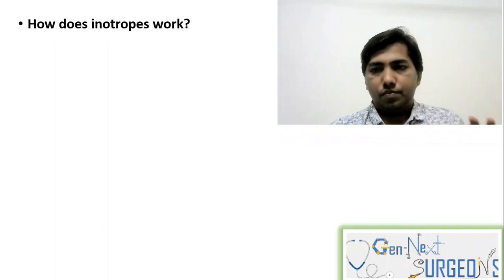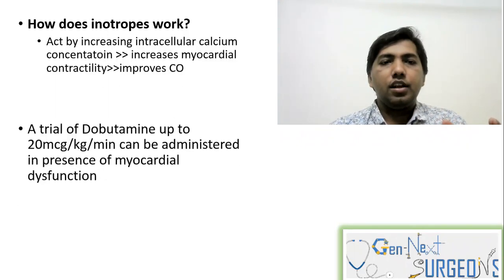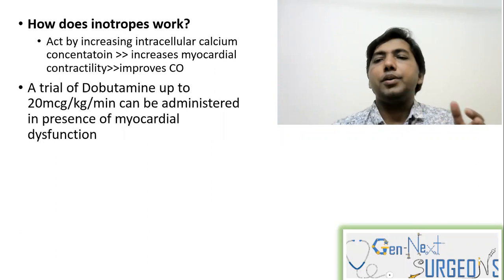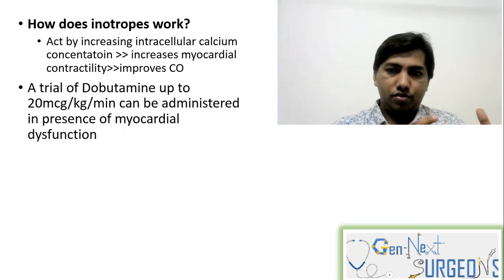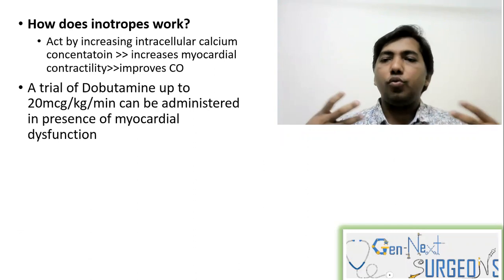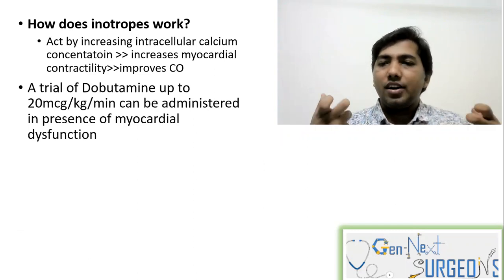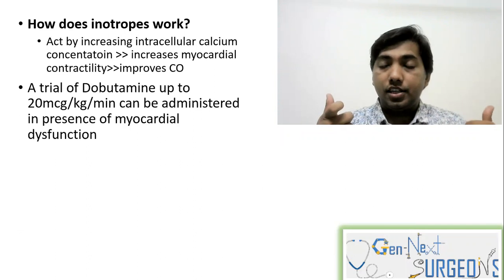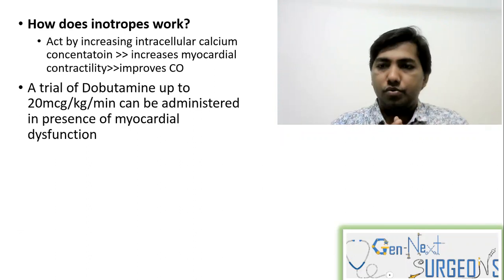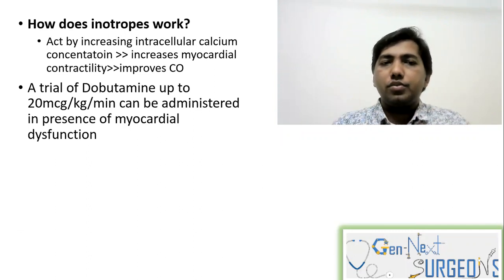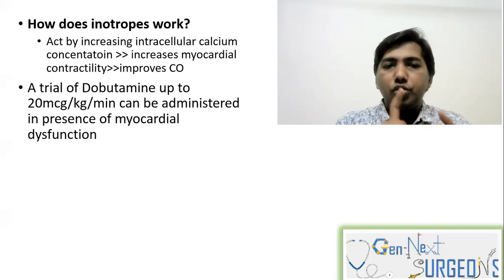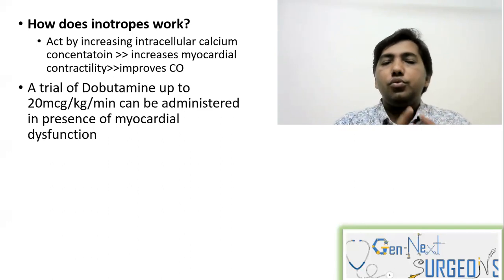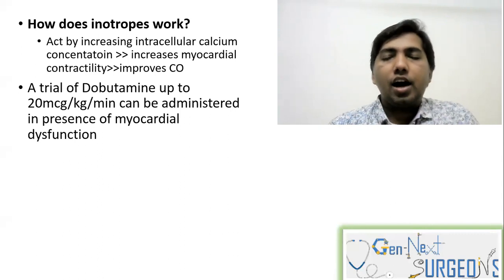Now, inotrope. According to the guideline, if the patient is not responding well, or if that patient has some myocardial dysfunction, a suspected case, then you have to start the inotropes. And in case of inotropes, dobutamine is stated in the guideline, not dopamine. A trial of dobutamine is given up to 20 microgram per kg per minute. Clear? Dobutamine. And how does it work?